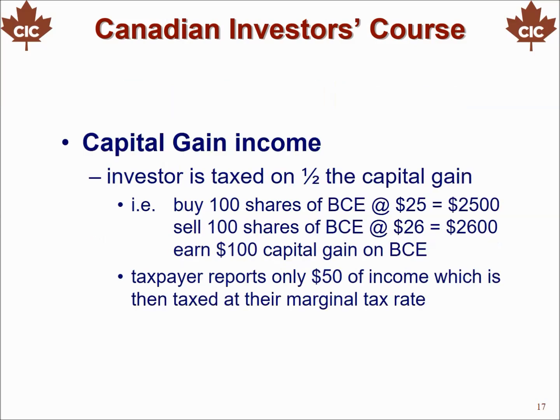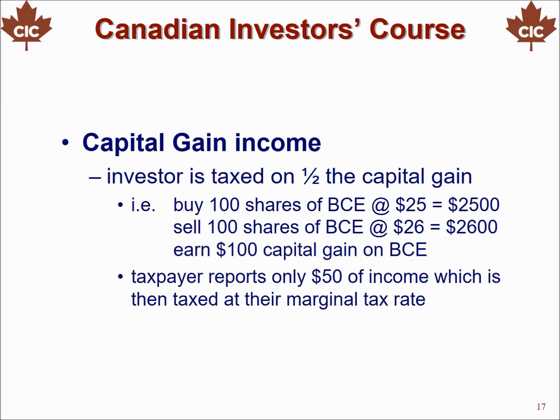Capital gains income is taxed at half, so half the capital gain is taxed. In other words, if you receive a capital gain of $2, $1 of that is taxable. Now, another way to look at it is that instead of paying approximately 46.5% tax at the top marginal rate on a capital gain, you pay about 23% tax. So that's one way to look at it.